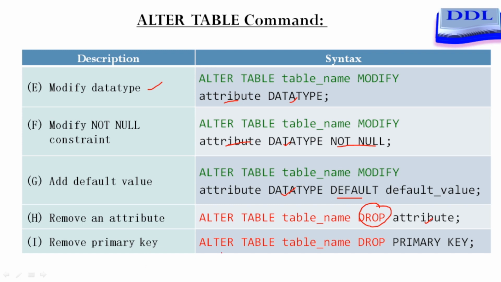Next one is removing the primary key. The syntax is alter table name drop primary key. Here there is no need to specify the column name because there will be only one primary key in a table and that primary key will be removed from the table.